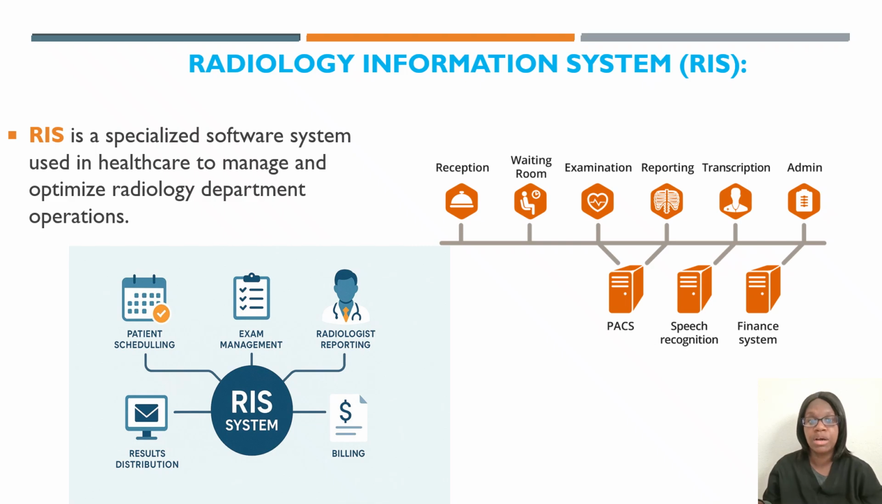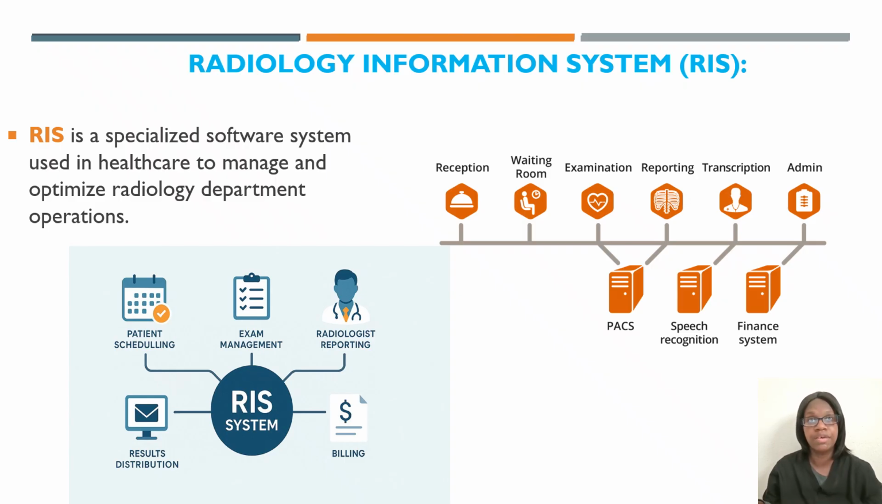Now we're going to talk about our RIS system, which is your radiology information system. This is used for the patients and for scheduling patients. So RIS is a specialized software system used in healthcare to manage and optimize radiology department operations. You have patients being scheduled. You can see their exams, the radiologist report. You can also see how the results are being distributed and also their billing information.